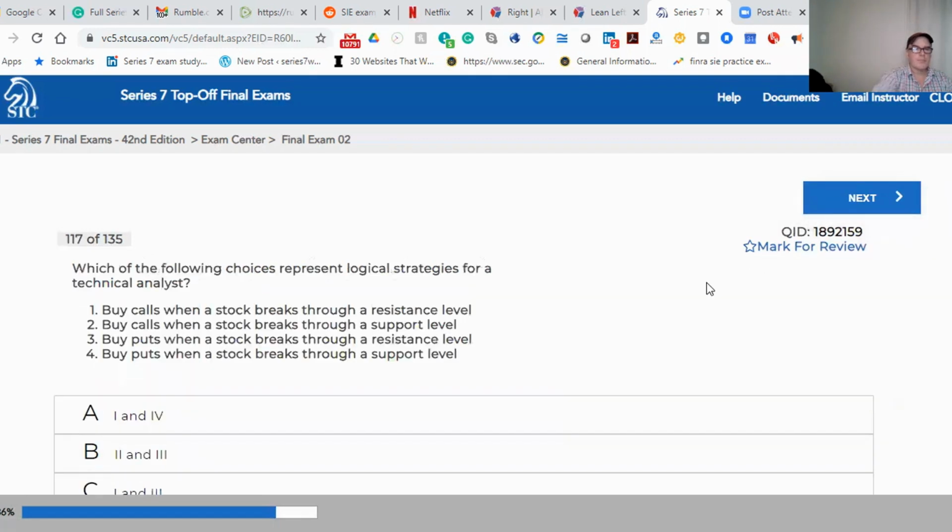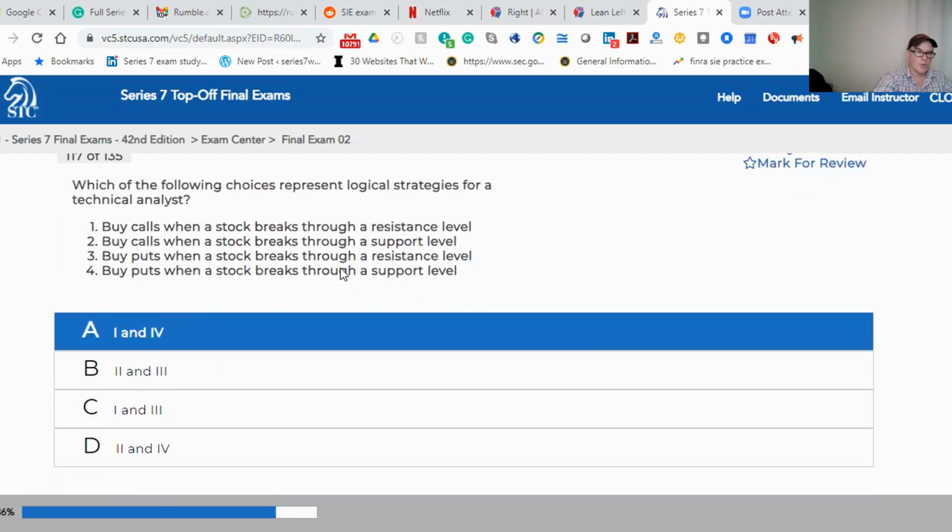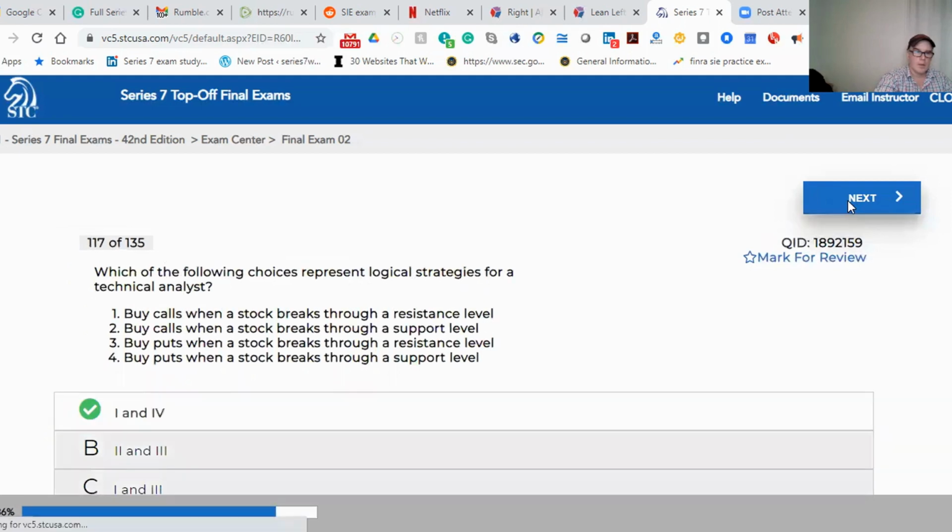Okay. Which of the following choices represent logical strategies for a technical analyst? Remember, resistance on top, support on bottom. When it breaks through resistance, you buy it. When it breaks through support, you sell it because it's going low. So buy calls when through resistance, 100%. So 2 is out. Then I buy puts when it goes down. So I'm going to do 1 and 4, because if it breaks through support, I think it's bearish, which is buying puts. If it breaks through resistance, I think it's going to keep going, so I buy calls. So I'm going to go with uno and cuatro.